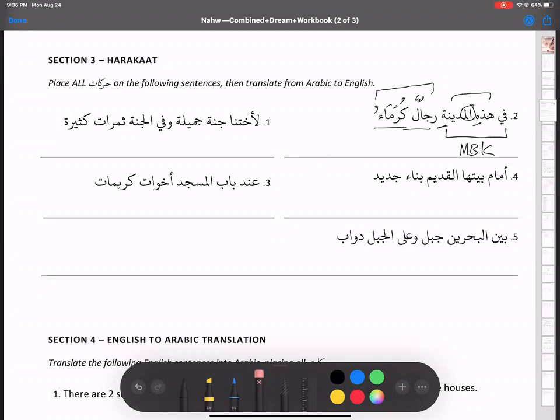Okay, now over here, who can do that one? Li Ukhtina. Yes, Li Ukhtina. Jannatun. What does Li Ukhtina mean? For our sisters. Our sisters have. Our sisters have came, okay? Why have came?